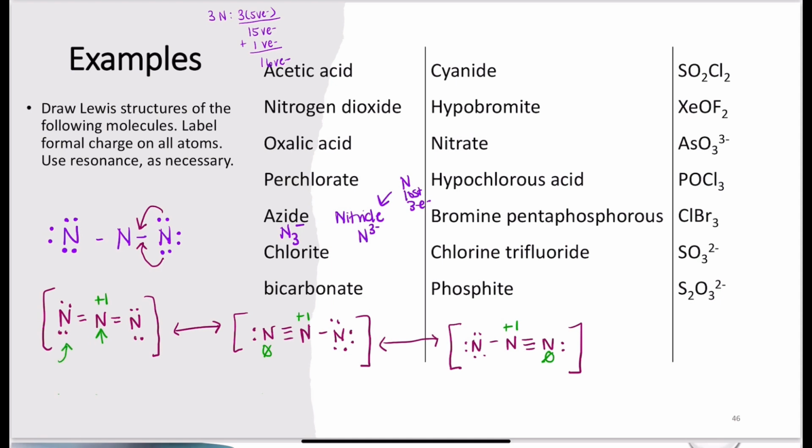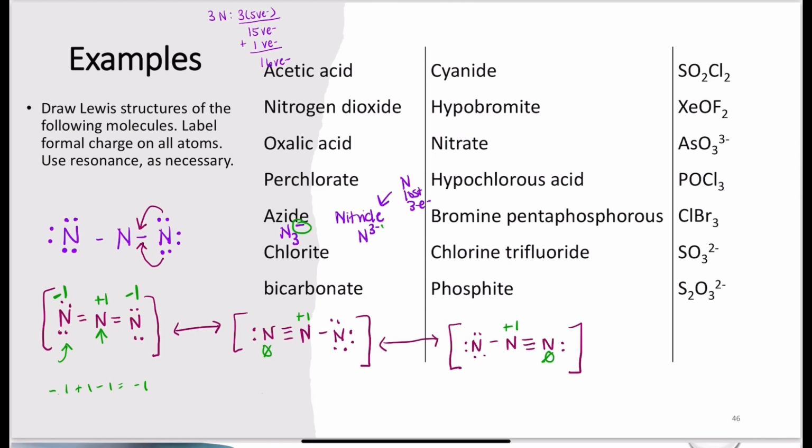What if nitrogen has 2 lone pairs and 2 bonds though? Nitrogen, 5 valence electrons, 4 lone pair electrons, and 2 bonds. -1, and this one will also be a -1. Notice overall here, -1 + 1 -1 gives me an overall -1 charge, so I'm still matching to the overall charge of the atom, N3-.